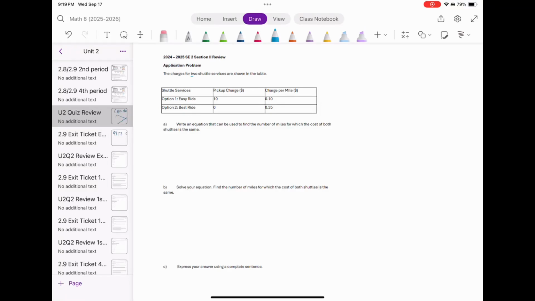So the first question says, the charge for 2 shuttle services are shown in the table. So they have Easy Ride. I'm going to highlight that in blue. And the other shuttle service is Best Ride. I'm highlighting that in purple.